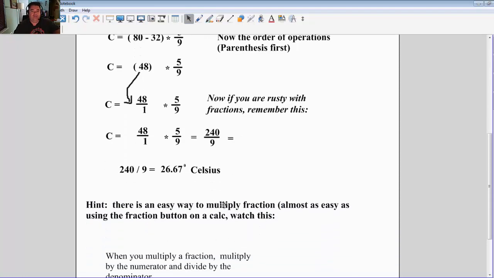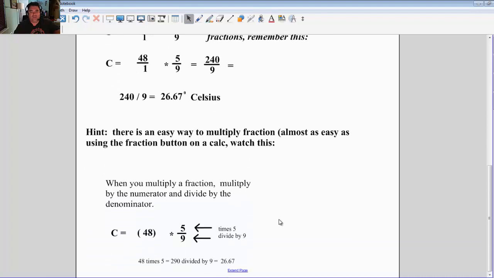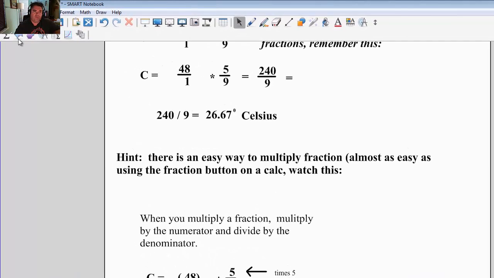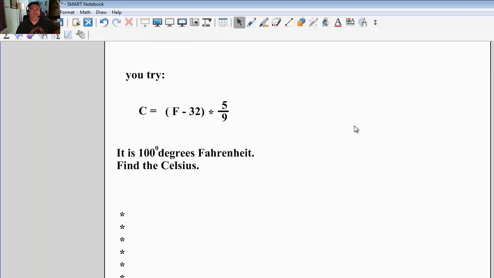There is an easy way to multiply fractions, almost as easy as using the fraction button in the calculator. Watch this. So in other words, if you took 48 and then we just said times 5 divided by 9, that's the way to go. You could also just take 48 times 5 ABC 9 in your calculator. Either one works, what I'm trying to illustrate. So you try it this time.